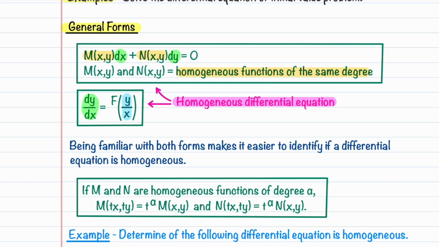Let's now talk about what it means for two functions such as M and N to be homogeneous of the same degree. These two functions are homogeneous functions of degree alpha if instead of putting x and y into M and N, you put tx and ty, and you get back out t raised to the alpha for both functions. Let's now look at an example so you can see exactly how this works.